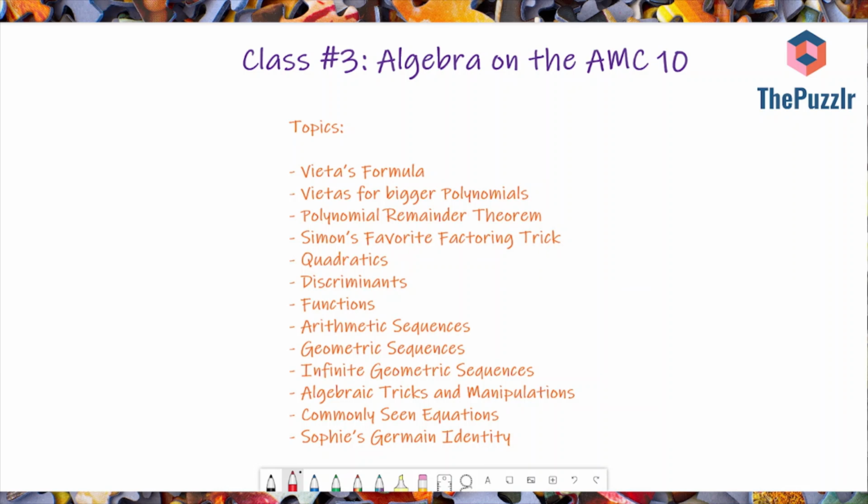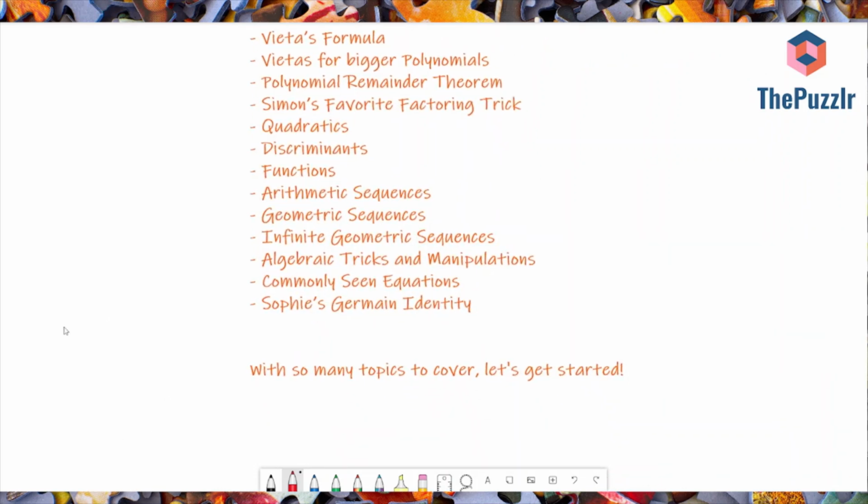geometric sequences. We'll also look at some algebraic tricks and manipulations, which includes commonly seen equations and formulas that you should know. And one special case that we'll look at is Sophie Germain's identity, which is a very special identity that has appeared on the AMC 10 a few times, and it can really make your work easier if you know what it is. With so much content to cover, let's get started.